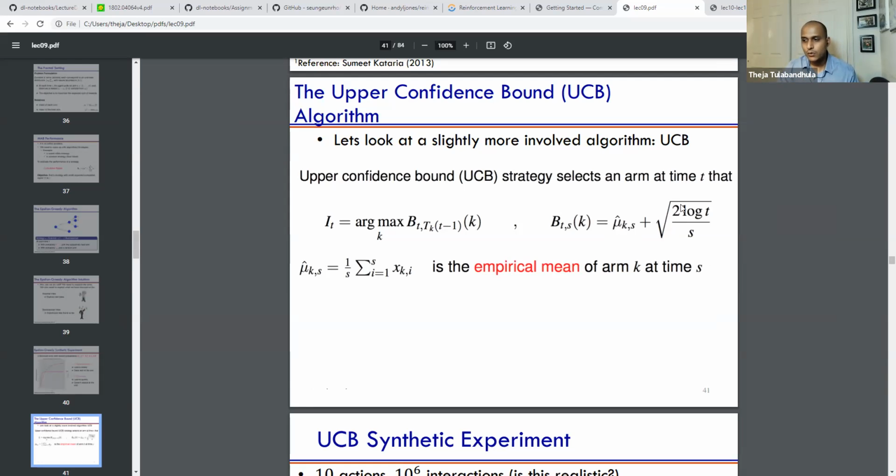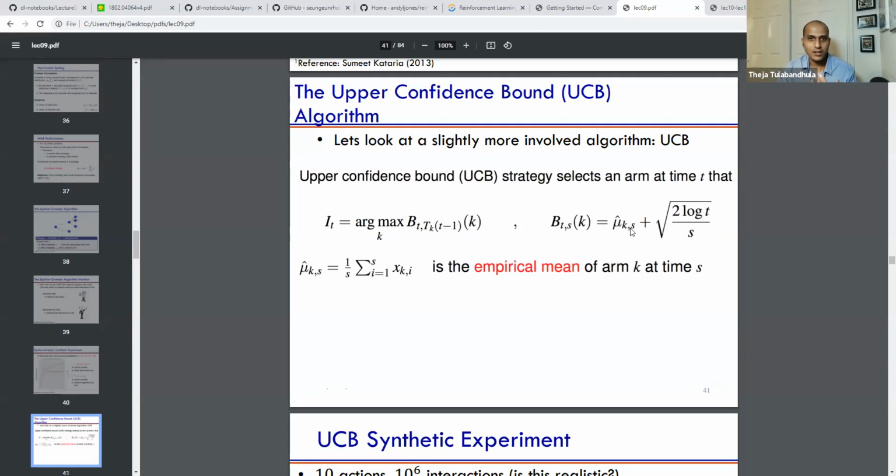But instead of being greedy, you are tempering yourself by saying, hey, if I did not take, let's say, action K or decision K, enough number of times in the past, given that I've done little t number of rounds, then the second term is going to be large, as I said, and it's going to grow large because it's growing as a function of little t.